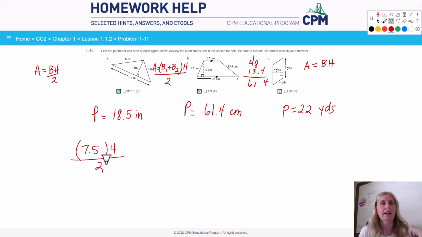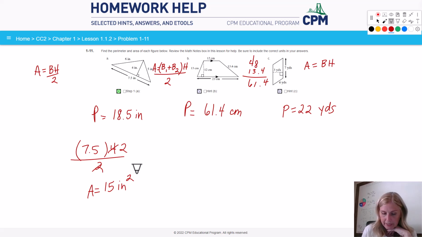You could do 7.5 times 4 and then divide it by 2 in the end, but I think it's easier if you just do 4 divided by 2 at the beginning, because now I know that 7.5 times 2 is 15. And this time our units will be squared. Anytime you're doing area, whatever unit you're working with, whether it's centimeters, centiliters, kilograms, inches, yards, feet, you'll always have to the second power or that squared with it.